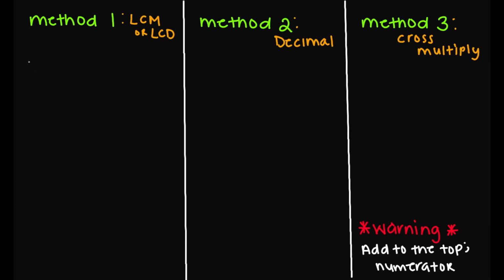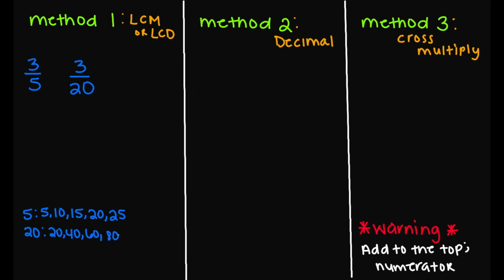Let's look at our next example. Let's say we have 3 over 5 and 3 over 20. So let's go ahead and find a common denominator for the first method. 5, 10, 15, 20, 25. I'll stop here for now. And then for my 20, we're going to get 20, 40, 60, 80, and I'll stop here for now.